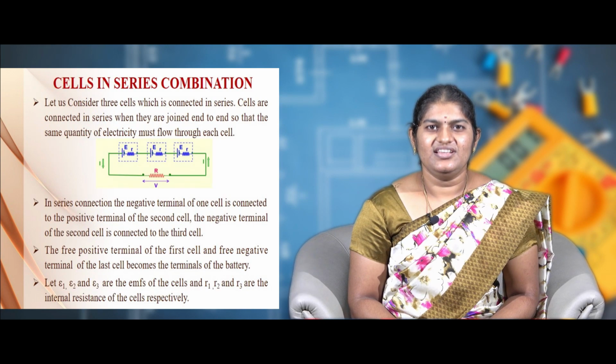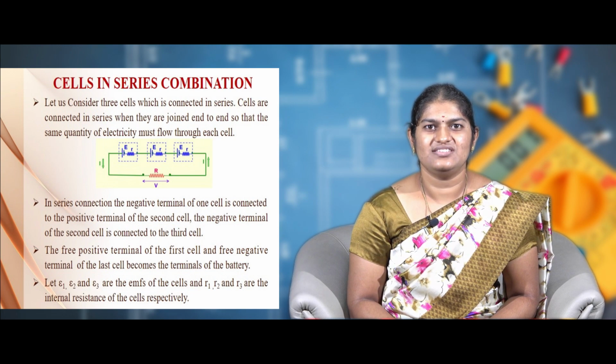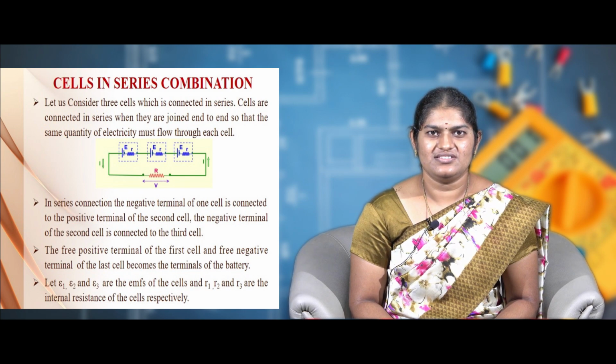Next we are going to discuss cells in series combination. Let us consider three cells which are connected in series. The cells are connected in series when they are joined end to end so that the same quantity of electricity must flow through each cell. In series connection, the negative terminal of the first cell is connected to the positive terminal of the second cell. The negative terminal of the second cell is connected to the positive terminal of the third cell. The free positive terminal of the first cell and the free negative terminal of the last cell become the terminals of the battery.